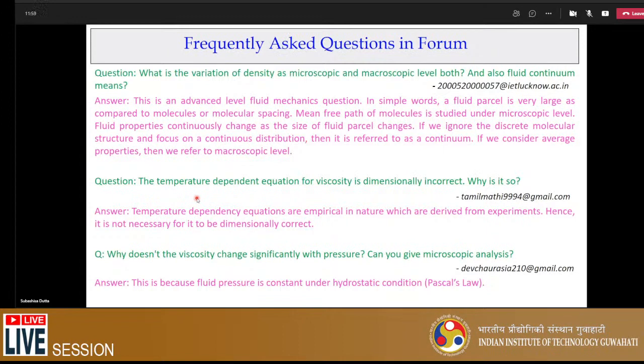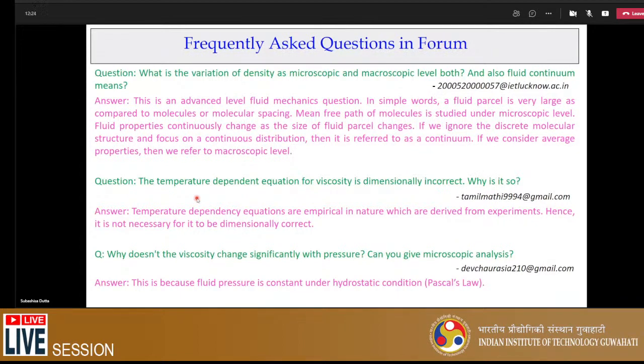Why does viscosity not change significantly with pressure? For more detail, you need to understand what pressure range we are working with, the change of the pressure range, and what temperature range we are working with. Please try to understand it.